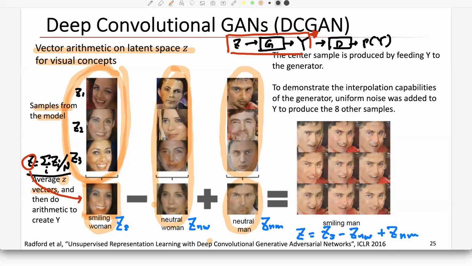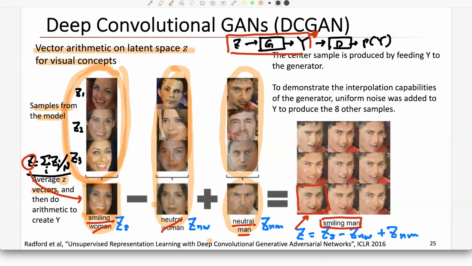What does it mean? We can eliminate the effect or style of the woman by subtracting ZS minus ZNW. In this case, there is only the smiling semantic meaning in the random variable Z, and by adding the neutral man latent vector, we can make a smiling man image. Then we can generate samples like this one.